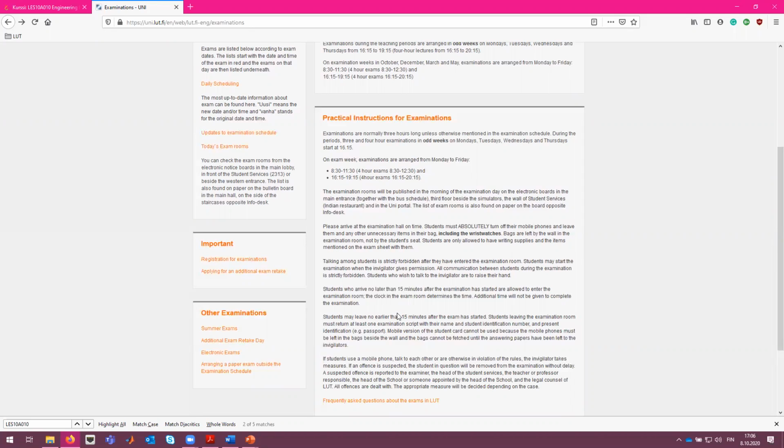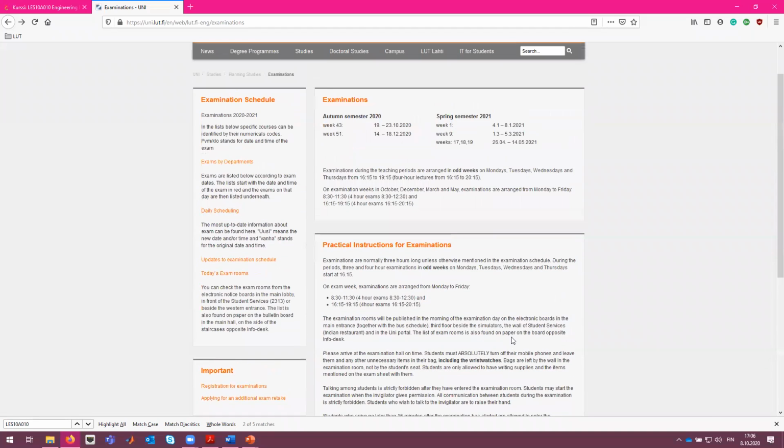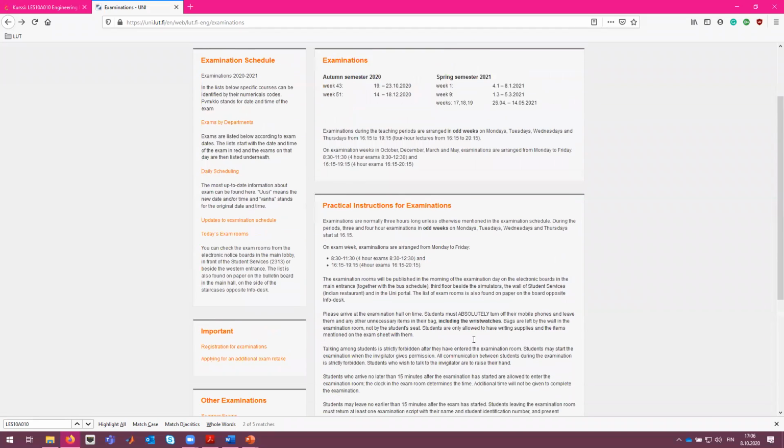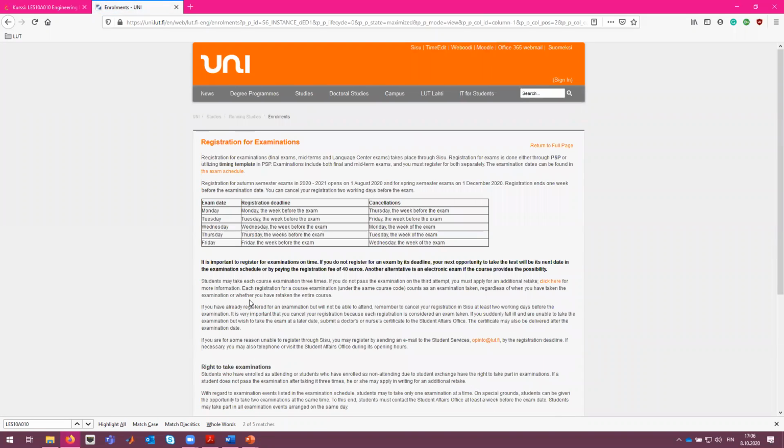Student card can be used. Oh, no, sorry, the mobile version of the student card cannot be used. So you need to bring IDs. And where was the registration information now? Yeah, important, registration for the examinations. So you need to register a week before the examination, and registering in this case takes place in SISU. So you tick that, yes, I'd like to attend that one.